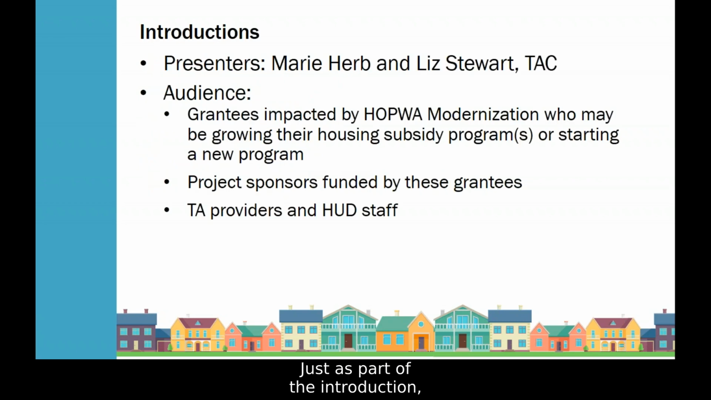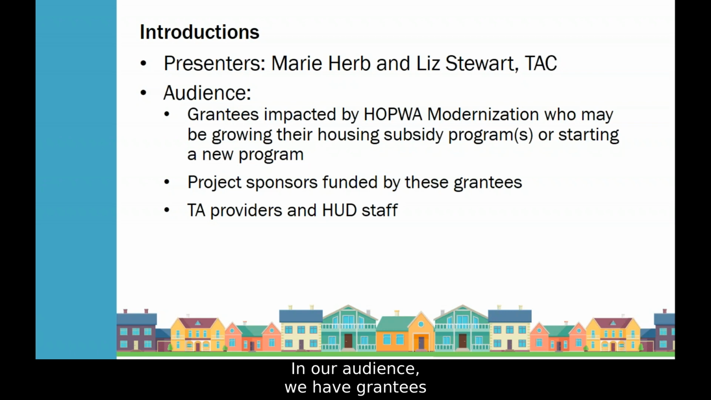Just as part of the introduction, the Hopwa Modernization Series is funded and developed by HUD's Office of HIV Housing, and there have been 3 TA providers, organizations working to present these. Today, it's myself, Marie Herb, and Liz Stewart, who are from the Technical Assistance Collaborative, and we're really happy to be here with you today.